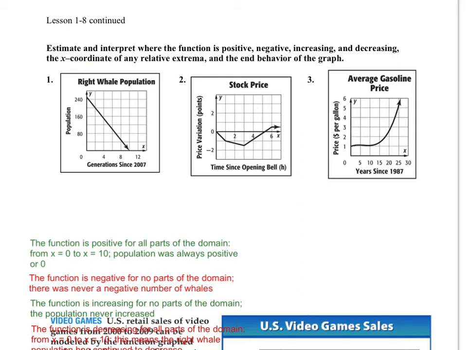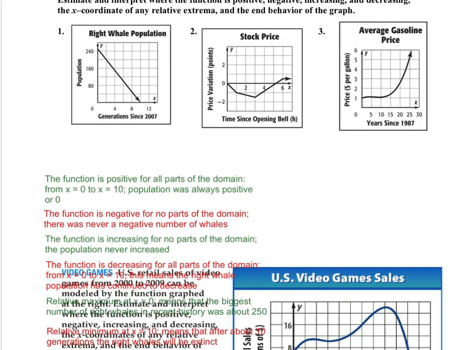All right, x-coordinate of any relative extrema. So we can see that there is a maximum here, so we'll call it a relative maximum, because if you graph this whole line, it would go up forever, but we're just talking about this, so there's a relative maximum, and you could call it absolute, at x equals 0. It means that the biggest number of right whales in recent history was about 250. And then a relative minimum would be at x equals 10, which means after about 10 generations the right whales will be extinct.